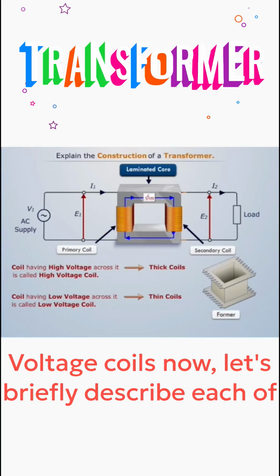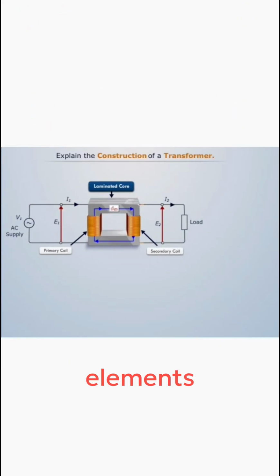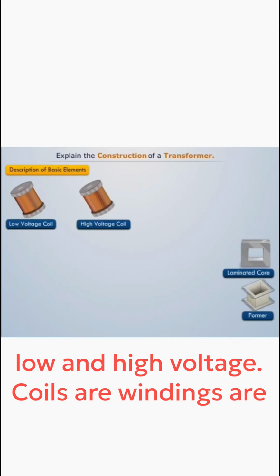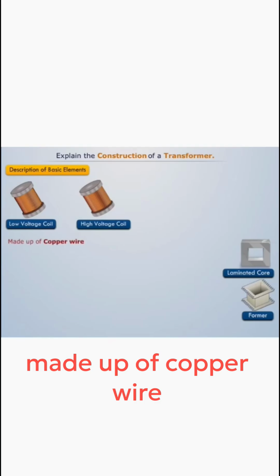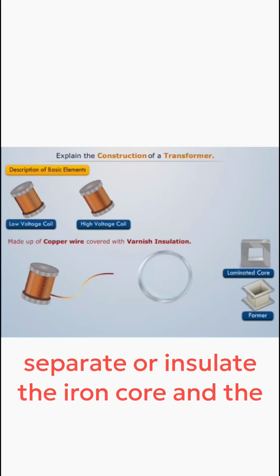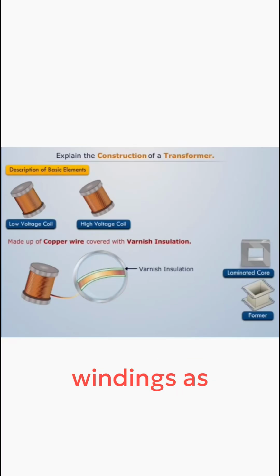Now let's briefly describe each of these elements. Low and high voltage coil windings are made up of copper wire covered with a varnish insulation in order to separate or insulate the iron core and the windings as well.